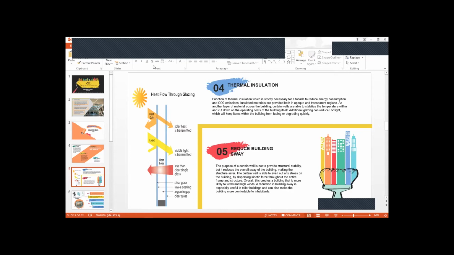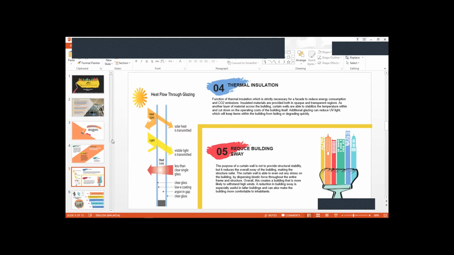Insulated materials are provided both in opaque and transparent regions. As another layer of material across the building, curtain walls are able to stabilize the temperature within and cut down on the operating cost of the building itself. Additional glazing can reduce UV light, which will keep items within the building from fading or degrading quickly.